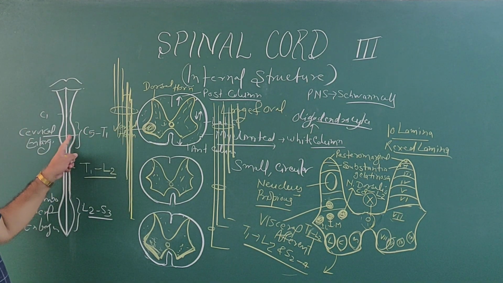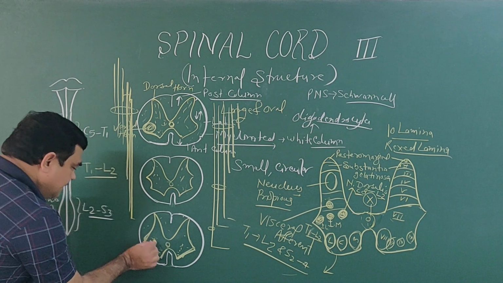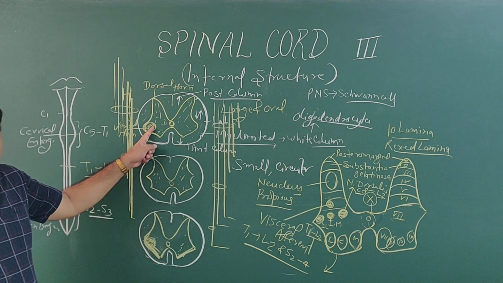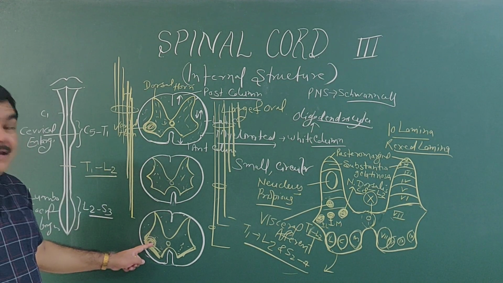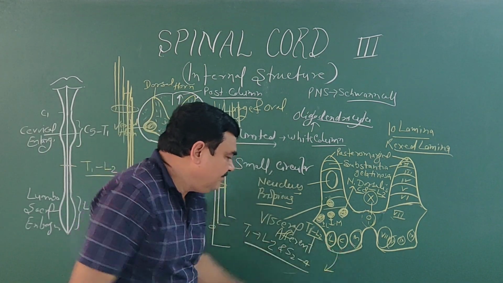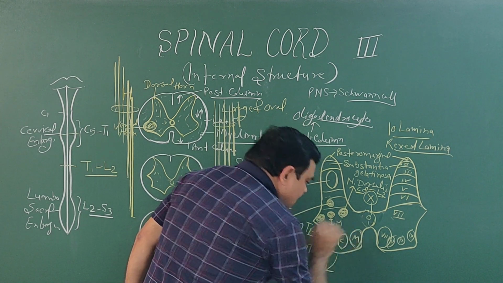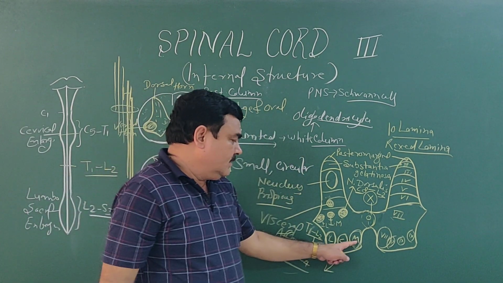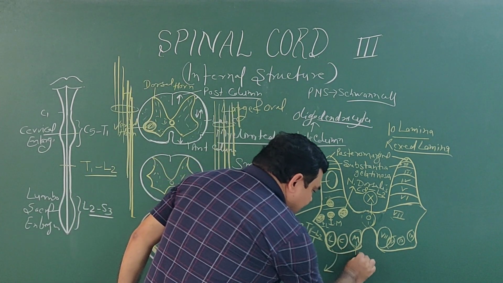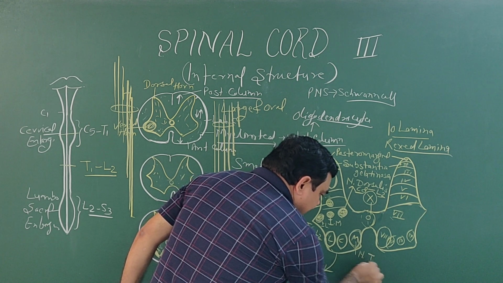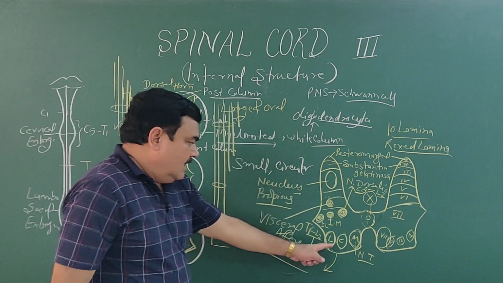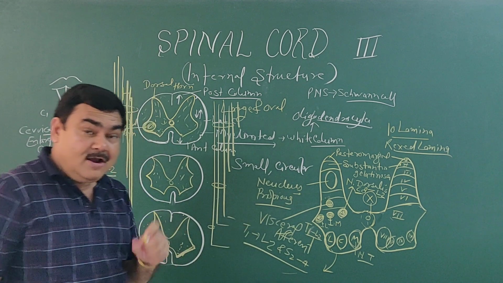It is enlarged in the cervical enlargement area and here in the lumbosacral area, because from here it supplies the muscles of the upper limb, and here it supplies the muscles of the lower limb. And the medial nucleus has motor nuclei to the muscles of the neck and trunk. Here, this is the central nucleus.